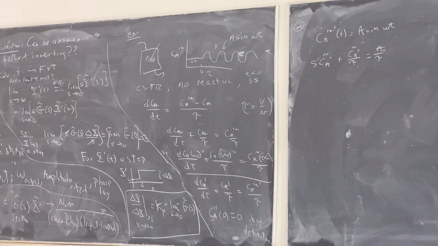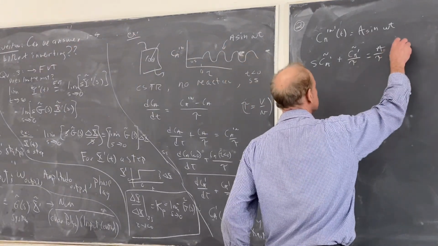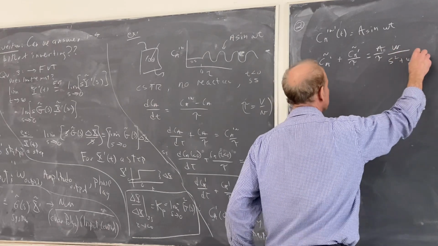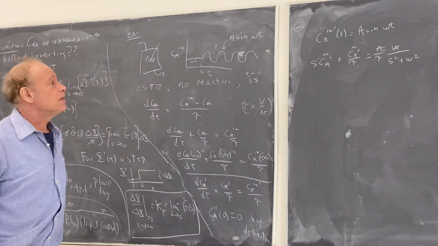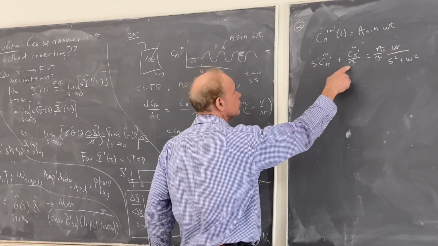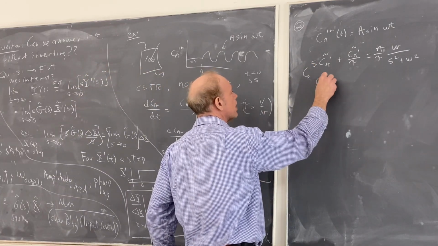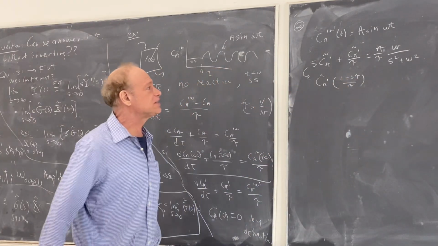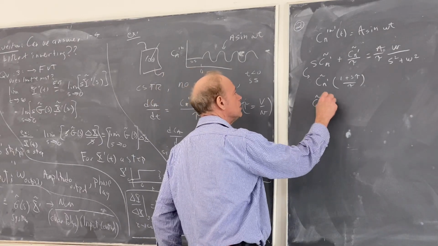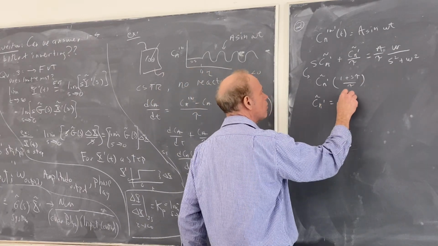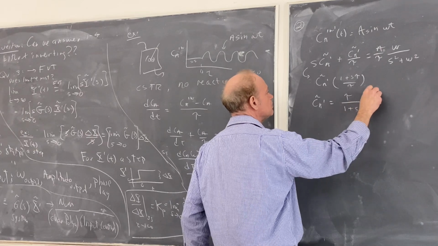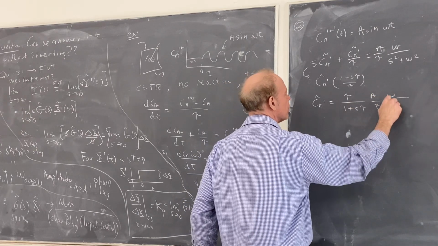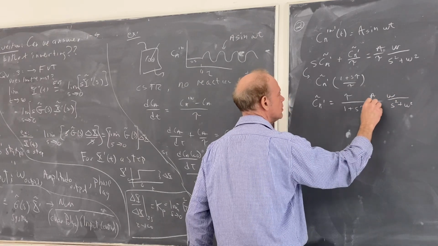So what is the Laplace transform of sine omega t? It's omega divided by s squared plus omega squared. Okay, so now I'm going to factor this out. So this is equal to CA prime tilde times 1 plus s tau over tau. That's the left-hand side. And I have CA prime tilde is equal to tau over 1 plus s tau times A over tau times omega over s squared plus omega squared. And these taus cancel.